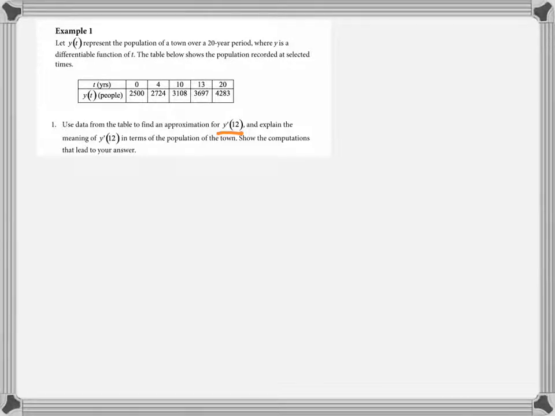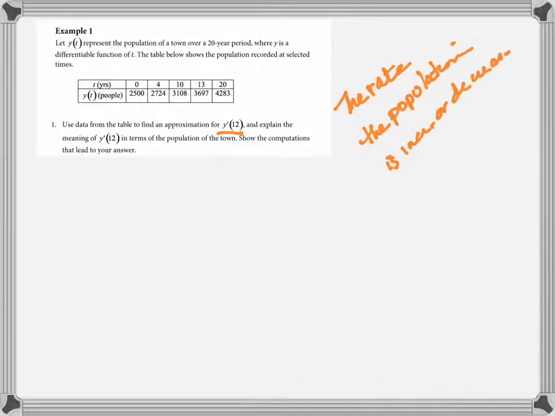So the derivative of this would be the rate. So that's what you would say. What does y prime of 12 mean? It's the rate the population is increasing or decreasing at year 12. Okay, so that's what you would say for that.